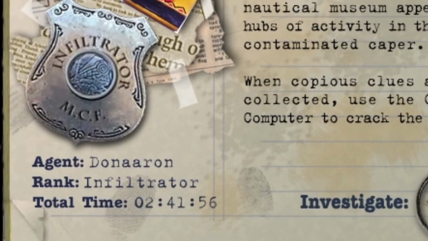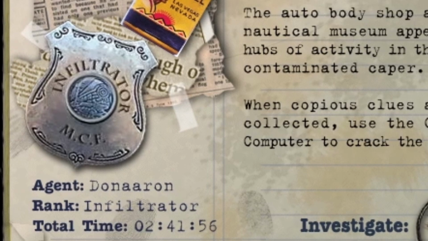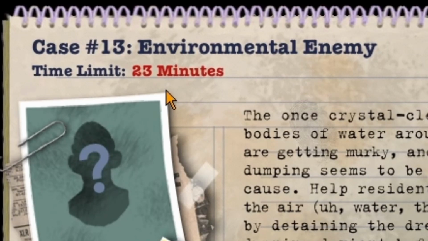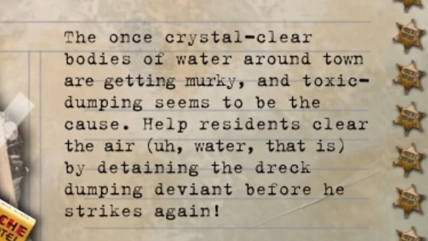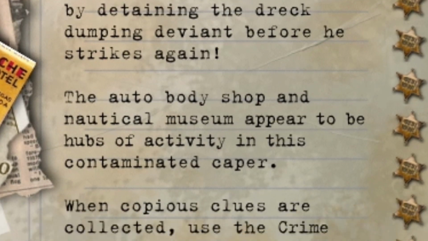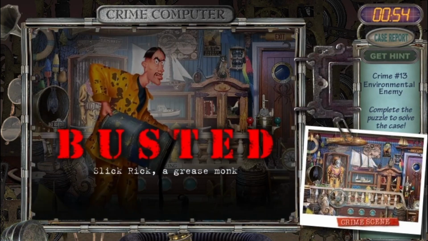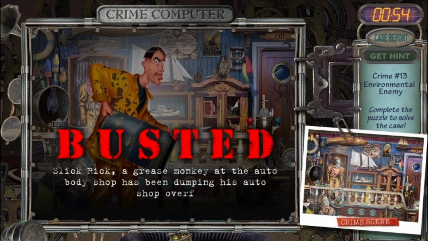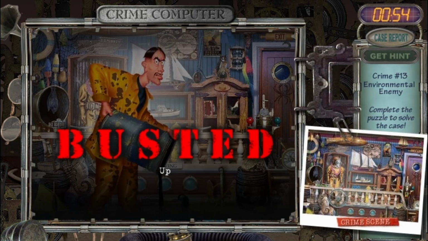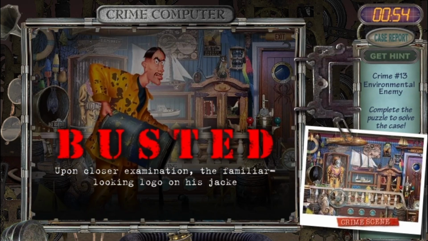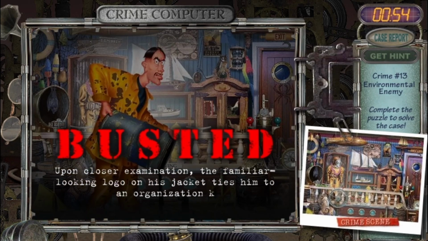The 13th case with the ranking of the infiltrator is called Environmental Enemy. A culprit has been polluting water with a toxic substance. The protagonist caught Rick working at the auto body shop dumping toxic waste in the water supply of the Nautical Museum. The toxic waste he dumped in came from the auto body shop. The crime computer stated that the skull emblem was on his jacket.